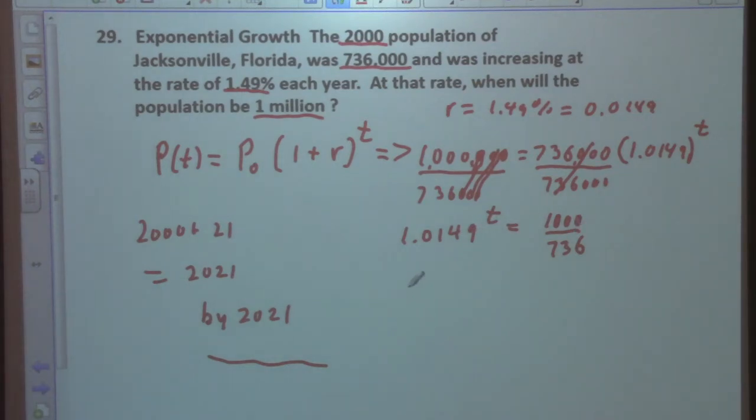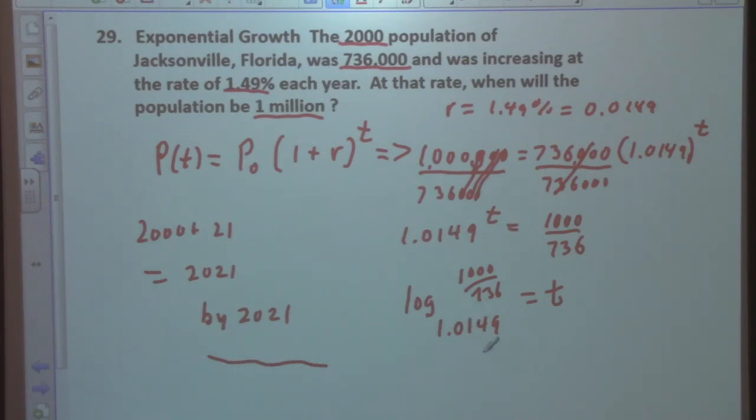And to write this, we write it as log base. Now the base of the logarithm is the same as the base of an exponent, and we write it right down here. Log base 1.0149 of 1,000 over 736 is going to be equal to t. And we're going to be doing logarithms shortly. So it's like you move the t over here and make this the base of the logarithm, move the 1,000 over 736 over to the other side.